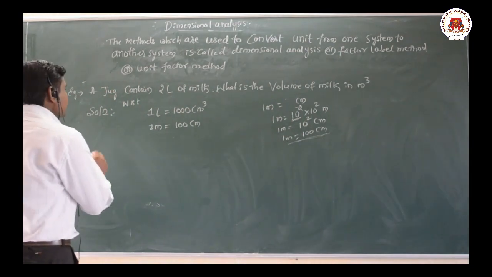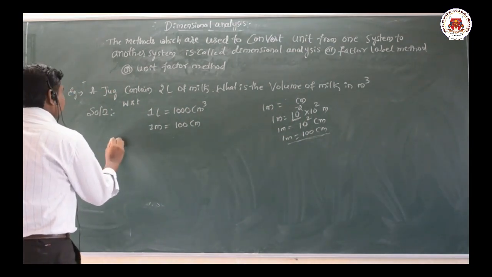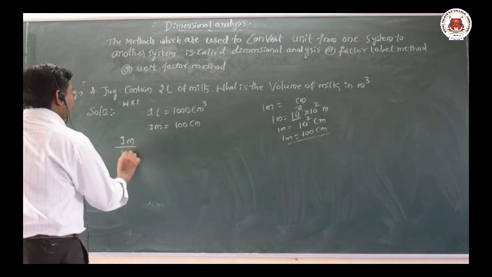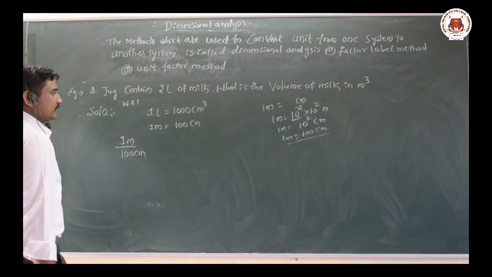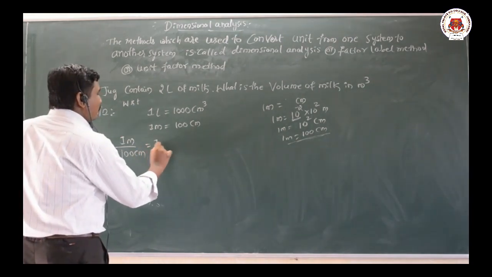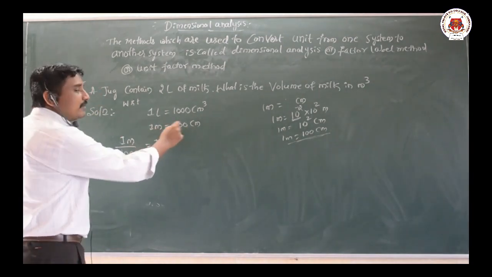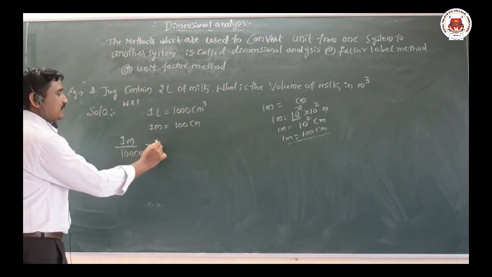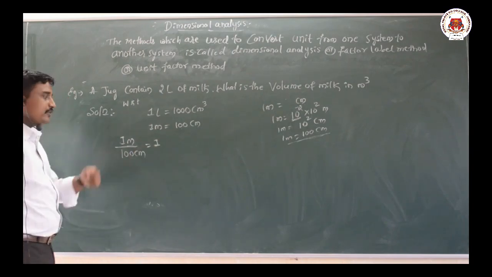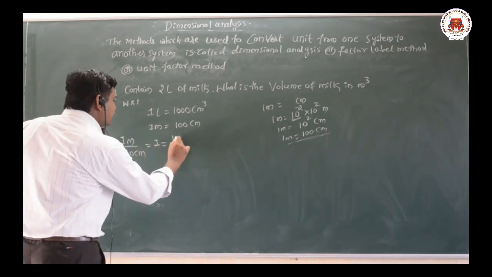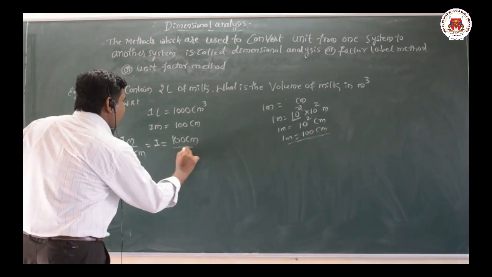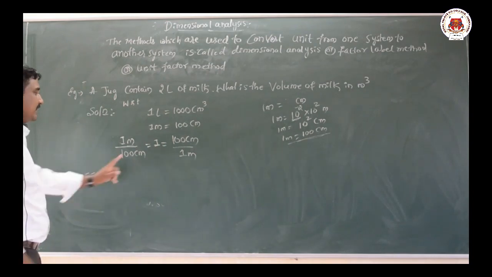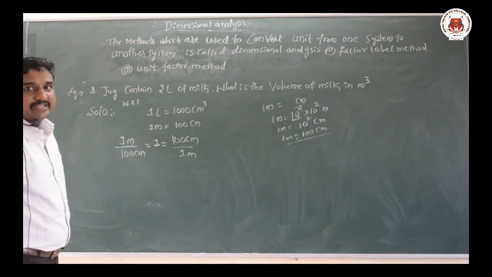So now here, we know that 1 meter equals 100 centimeter. That is equal to 1, because 1 meter equals 100 centimeter. So 1 meter divided by 100 centimeter is equal to 1. So this is 1 unit factor. Also you can write like this, 100 centimeter divided by 1 meter. That is also equal to 1, and these two factors are called unit factors.